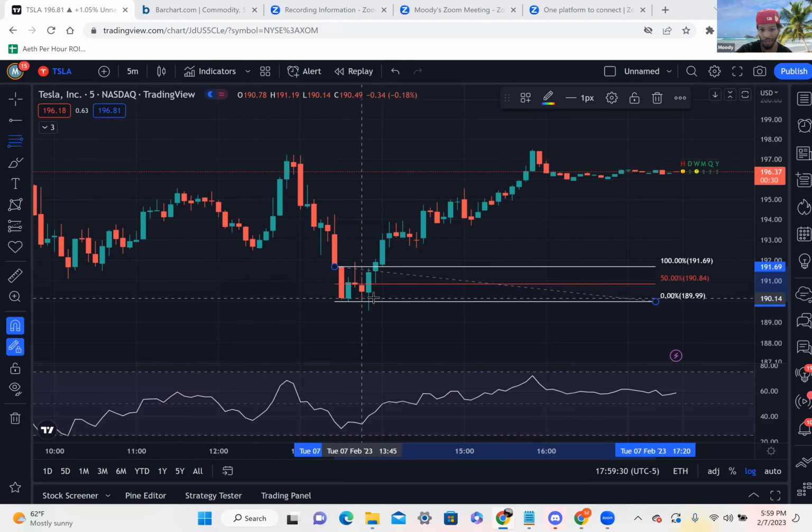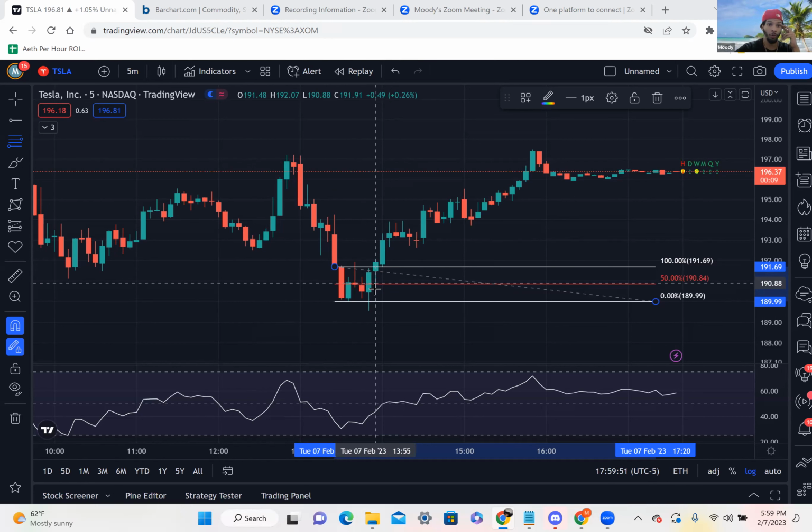There goes the evening star, rejected it, right? Evening stars, morning stars, tweezer bottoms, tweezer tops. Why? Because those are bullish or bearish reversals, not patterns, right? Head and shoulders is a pattern. Inverted head and shoulders is a pattern. That's why they get subjective sometimes, right?